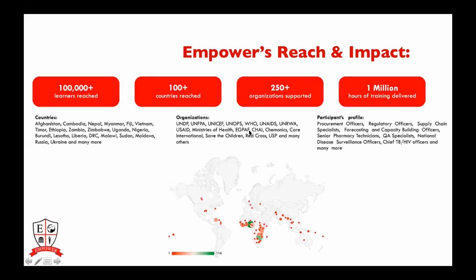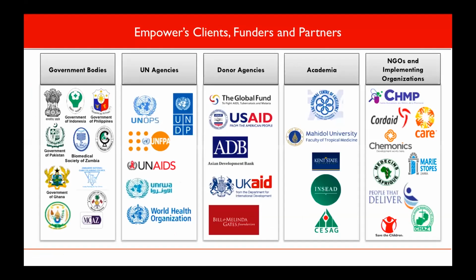So Empower's reach and impact, as I mentioned earlier, we are based in 10 countries now, and our students are from more than 100 countries. The slide says 100,000 learners reached. It's now 200,000. The slide is old. More than 200 organizations and over 1 million hours of training have been delivered. These are some of our partners, funders, and clients that we work with. They belong to government organizations, UN agencies, donor agencies, academia, and NGOs and implementing organizations as well.